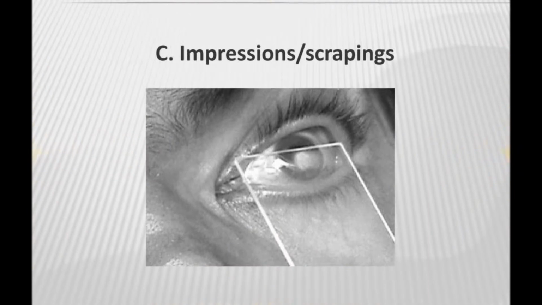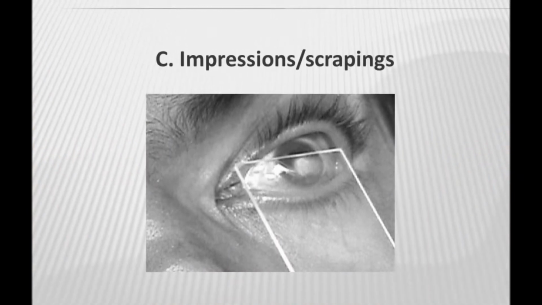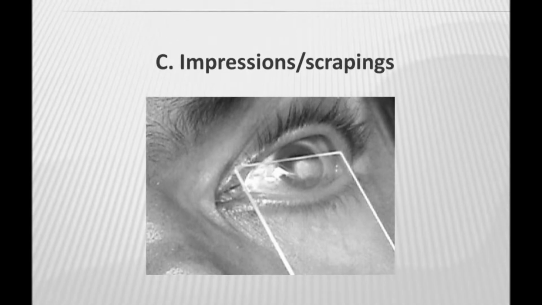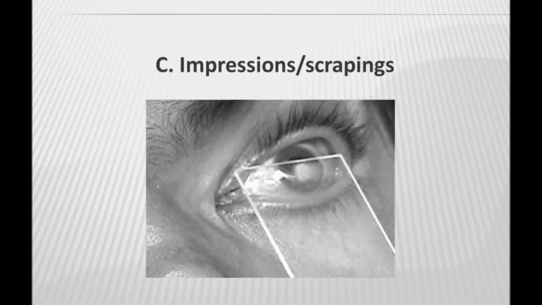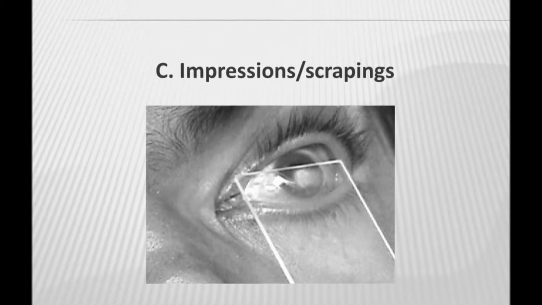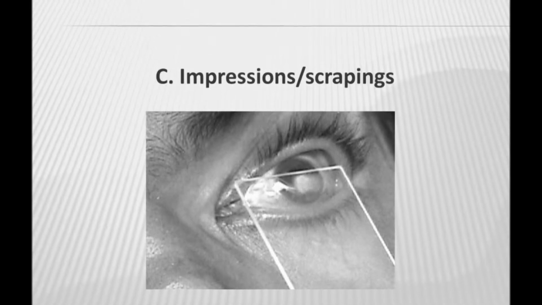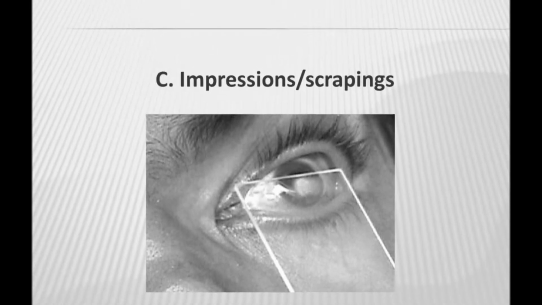Alright, now we're going to talk about impressions. Impressions are basically when we take a glass slide and put it on top of the specimen so that we can make an impression on the glass slide. The glass slides are then kept and transported to the labs. This method is somewhat similar to scrapings and swabs.